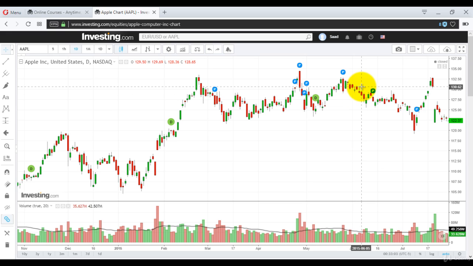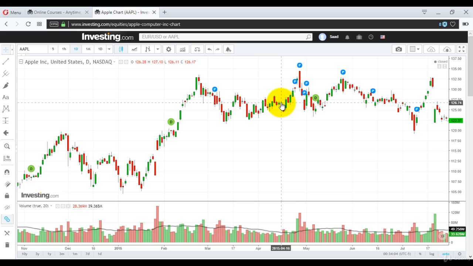So the wick or the shadow is 5 times the body size. And it is on the resistance, because if you look at it here, the previous high is 130.94 and the high of this candle is 130.58. So if it had risen a bit more, it could have crossed it right here. Again, it's exact.